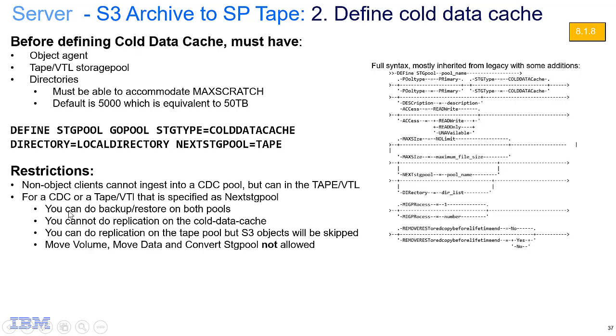Now, some of the restrictions on this are that non-object clients cannot ingest into a cold data cache pool, but they can into a tape or VTL pool. Also, for a cold data cache or a tape VTL that's specified as a next storage pool, you can do backup or restores to both pools, but you cannot do any replication of that cold data cache. If you try and replicate the tape that has object storage in it, we will simply skip those S3 objects. Also, for the tape, move volume, move data, and convert storage pool are not allowed for those S3 objects.